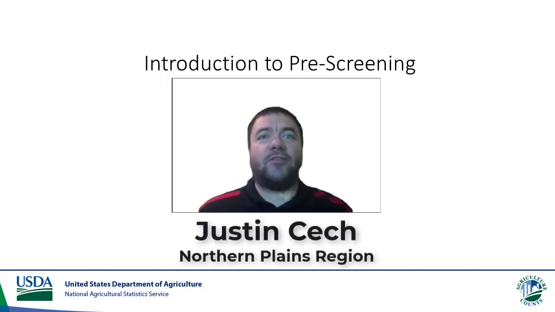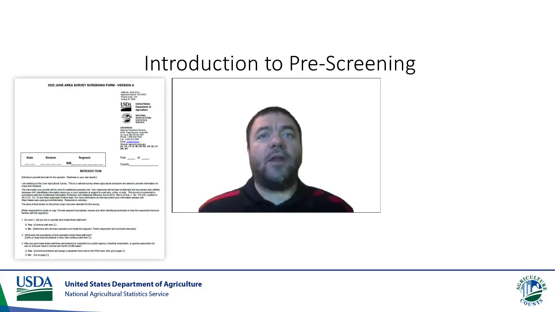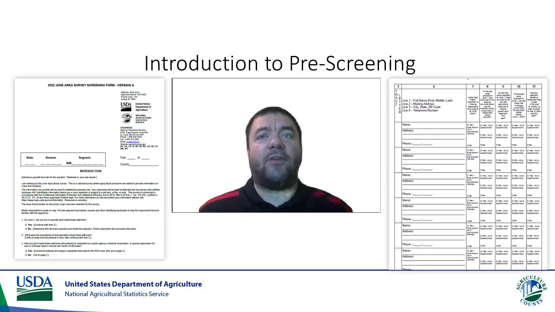In this presentation, I'm going to talk about pre-screening an existing June area segment, why we do it, and how we do it. Information collected during the pre-screening process is recorded on the area screening form and in CAPI. This screening form serves as a track directory for the segment, where you record the complete names and addresses for all tracked operators, both ag and non-ag.